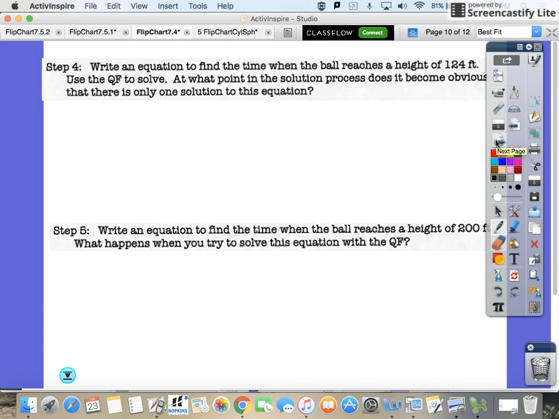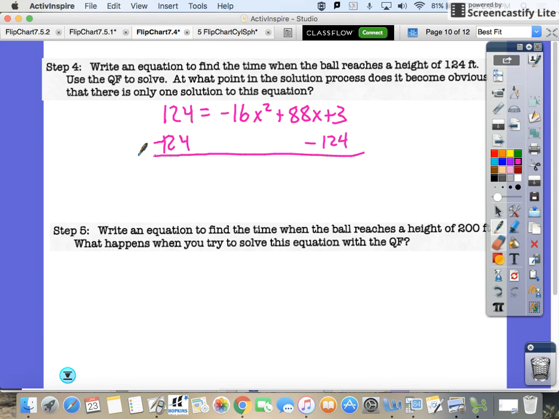The next question says, write an equation to find the time when the ball reaches a height of 124 feet. So we're going to go 124 equals negative 16x squared plus 88x plus 3. And then they want us to solve this one as well. So we're going to subtract 124. And we will have negative 16x squared plus 88x minus 121. I'm just going to put in the discriminant and make sure there's a solution, because 124 feet high is pretty high for a baseball.